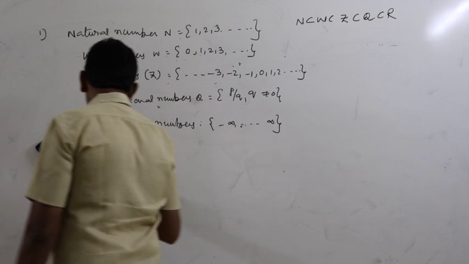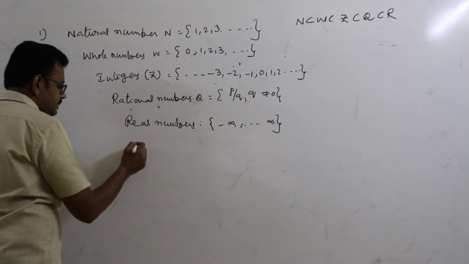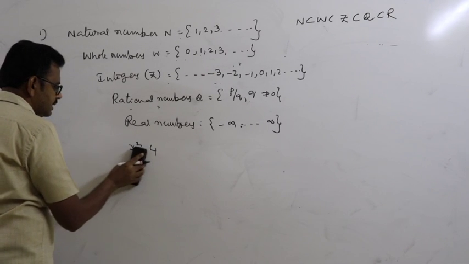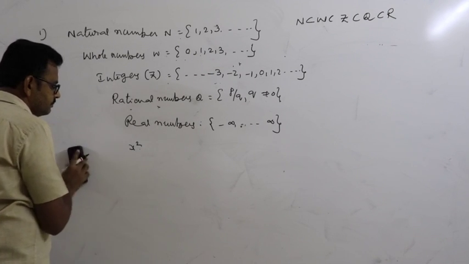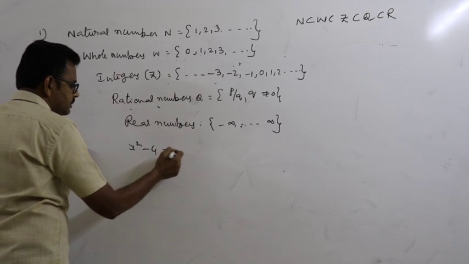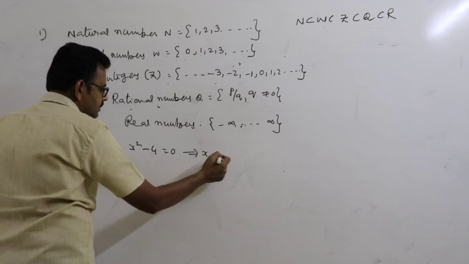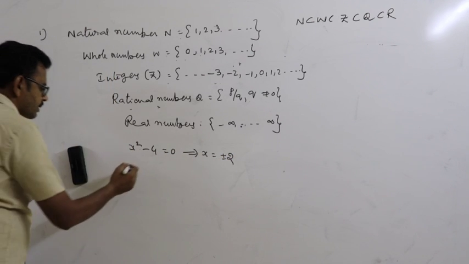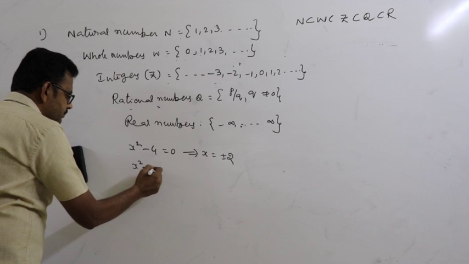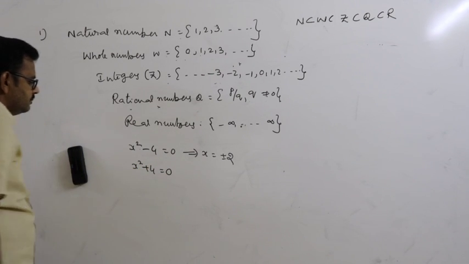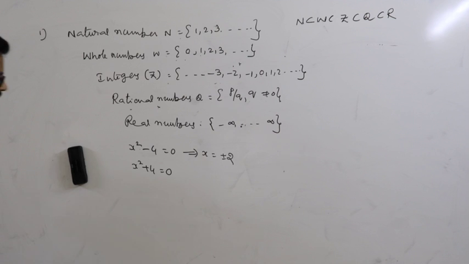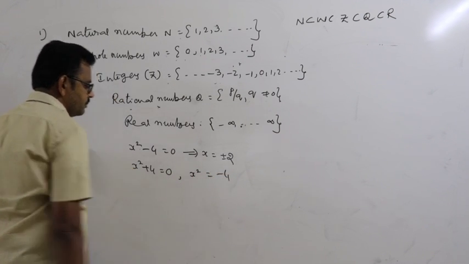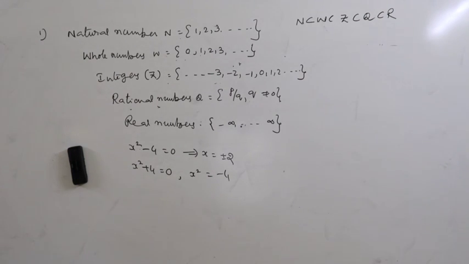For example, x square minus 4 equal to 0. That implies what is x equal to? x square is equal to 4, x equal to plus or minus 2. Suppose x square plus 4 equal to 0, then what is x equal to? Here x square is equal to minus 4.